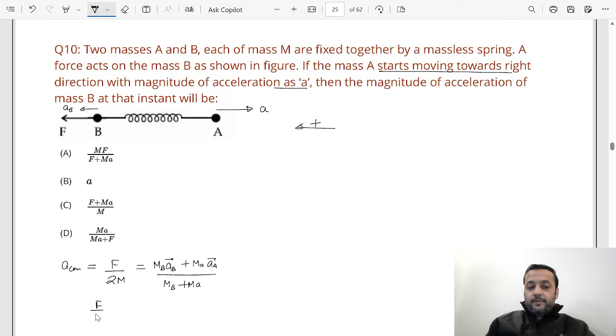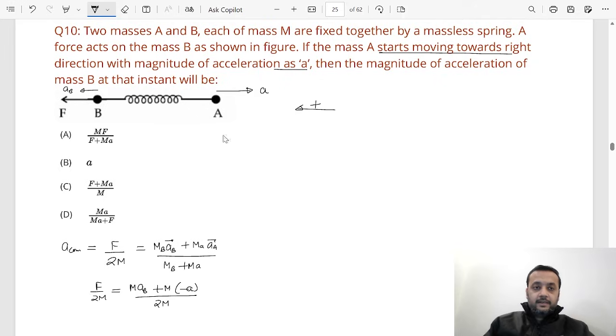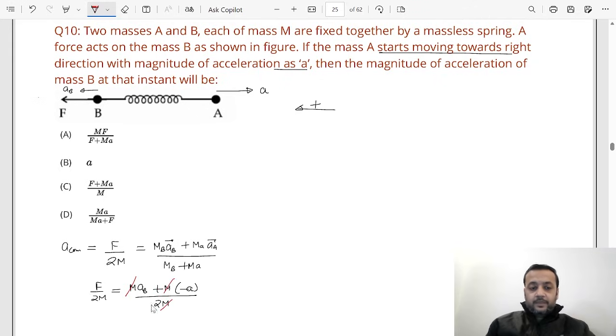So that means F by 2m will become: mass of B is m only, acceleration of B is what we have to find, mass of A is m, and acceleration of A will be minus A, because we are taking left as positive, whereas A is accelerating in the right direction. Okay, so which is why we are getting this. Now here this m and m will get cancelled.